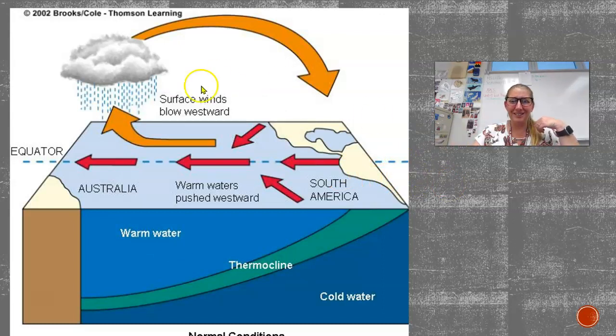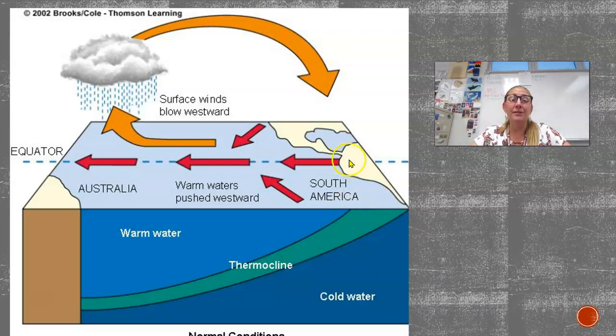Okay, so this diagram here, what you're looking at is a couple of different things. In the upper portion of the diagram, you're looking at a map. You've got Central America, South America. Over on the left side, you've got part of Australia. And then in the middle, you've got the Pacific Ocean. And then the lower portion is a profile of the ocean, going from the surface downward. So this is what things look like under normal, non-El Nino, non-La Nina conditions.